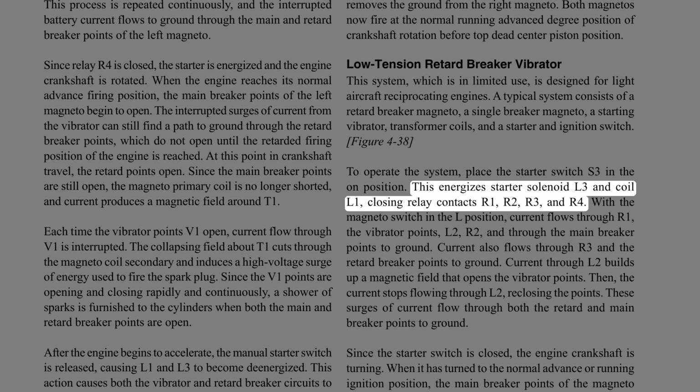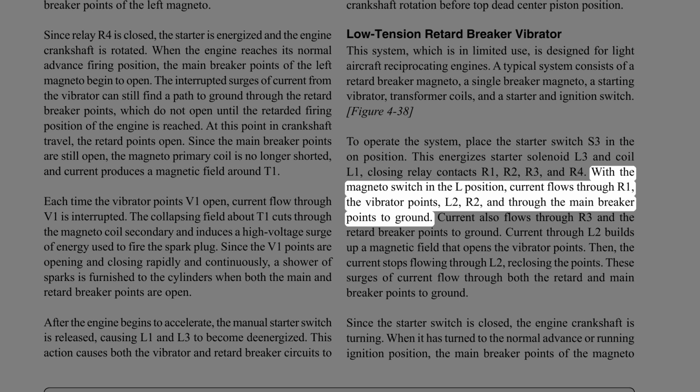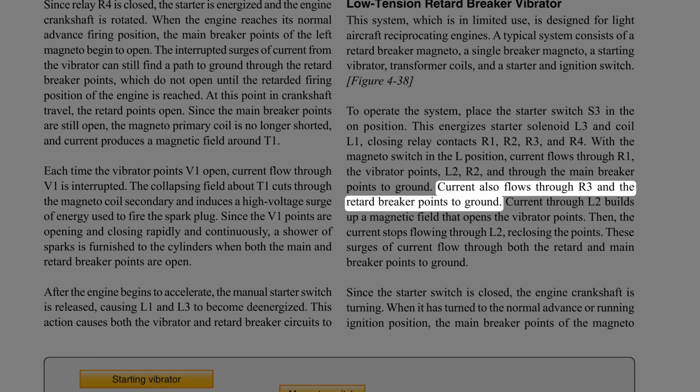This energizes starter solenoid L3 and coil L1, closing relay contacts R1, R2, R3, and R4. With the magneto switch in the L position, current flows through R1, the vibrator points, L2, R2, and through the main breaker points to ground. Current also flows through R3 and the retard breaker points to ground.